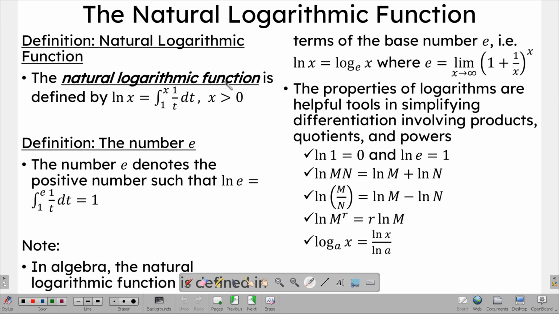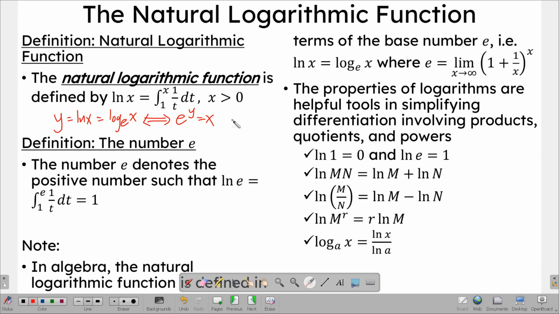Previously, in algebra, we have said that for any logarithmic function, therefore that includes a natural logarithmic function, we would have y is equal to ln of x, which is equal to the logarithm base e of x, if and only if e raised to y equals x. So that's our algebraic definition of any logarithm, which is applied also to the natural logarithm as well.